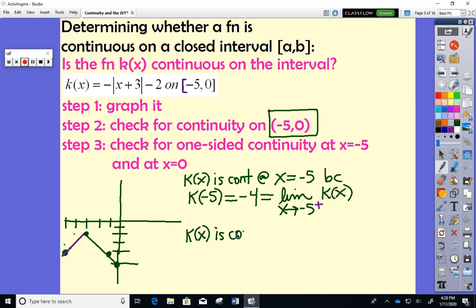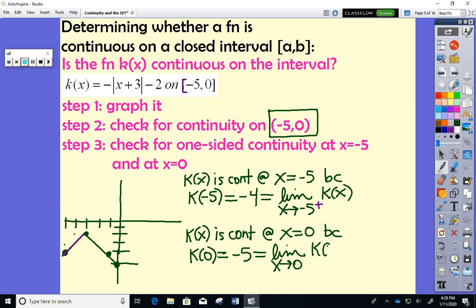So k of x is continuous at x equals the right-hand endpoint, which is 0, because k of 0 equals negative 5, and that's also equal to the limit as x goes to 0 of k of x. So right now I'm writing just that cookbook definition, but now let me be more specific.